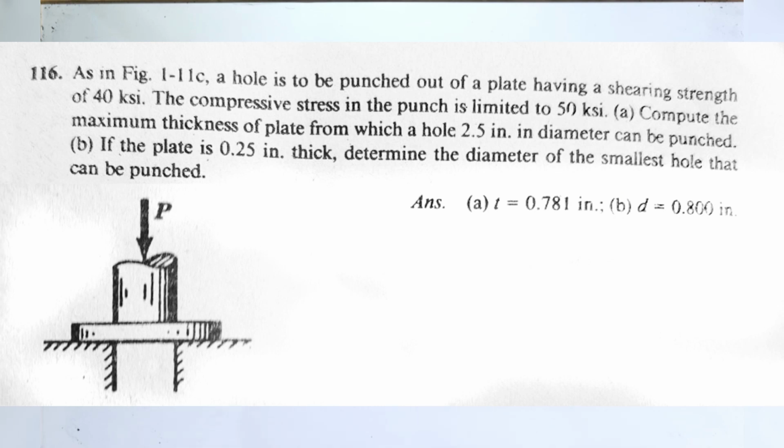As in the figure, a hole is to be punched out of a plate having a shearing strength of 40 ksi. The compressive stress in the punch is limited to 50 ksi. A. Compute the maximum thickness of plate from which a hole 2.5 inch in diameter can be punched. B. If the plate is 0.25 inch thick, determine the diameter of the smallest hole that can be punched.